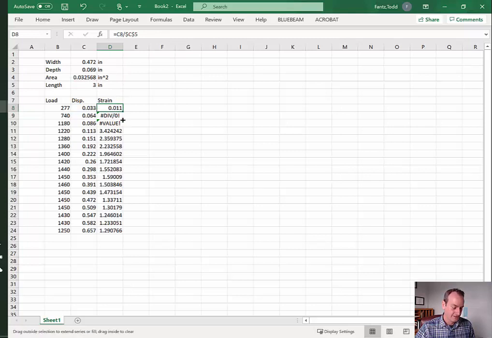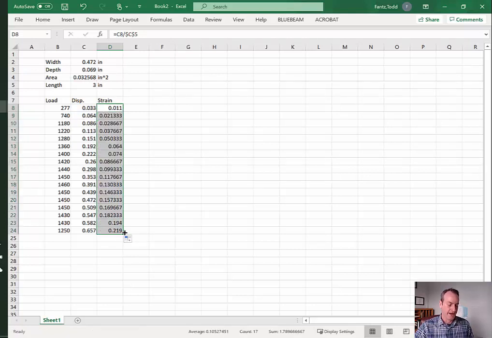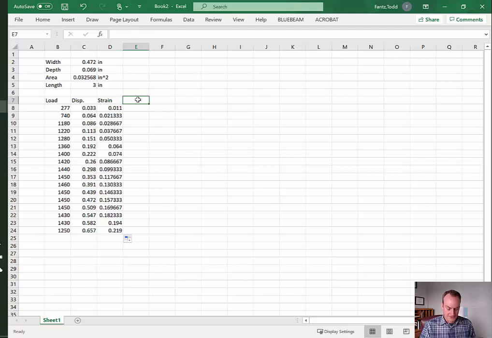Now once again, I'm going to copy it down, and now I have this strain for each one of those. As an option, if you thought that was really confusing, you could just say divided by, just type in 3 instead of this C5, right? That'd be another option. We also have to find the stress.